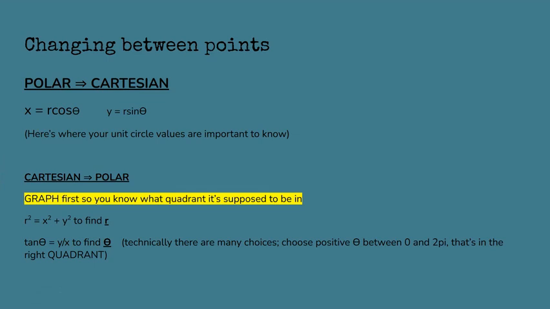So this will make more sense when we look at some examples. And you can also use the equation tangent of theta equals y over x to find theta. Now, when you're doing this, you'll end up with inverse tangent, basically, and you'll be thinking, well, there's multiple answers for this. You choose the theta that's positive, between 0 and 2 pi, and in the right quadrant, which is why you would want to graph the point first.